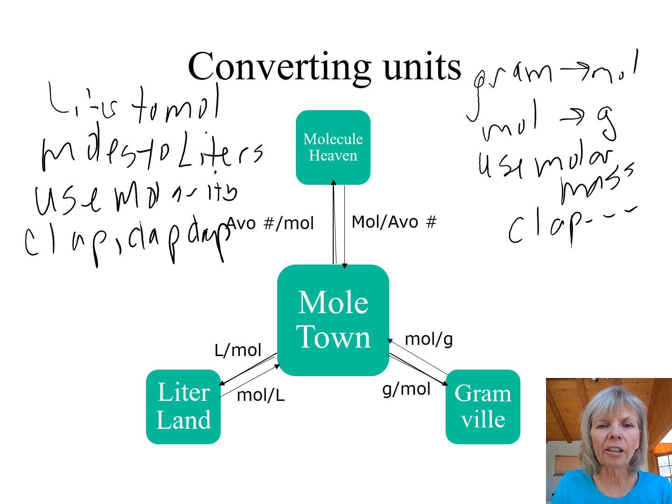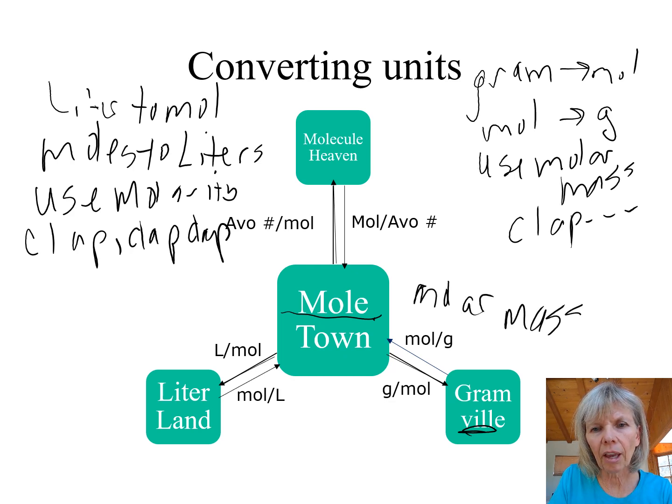And so in this analogy, we have some mole people that live in Mole Town. That's the center of the universe here. And the people in Mole Town, when they want to go visit their friends in Gramville, there's a 2-lane road they can take. And the 2-lane road, to go from moles to grams, they have to use this 2-lane road called molar mass. So to convert from moles to grams or grams to moles, depending on which way you're going, you use molar mass, which is grams per mole or moles per gram, to do that.